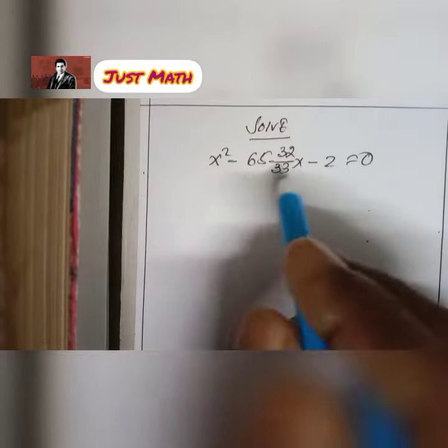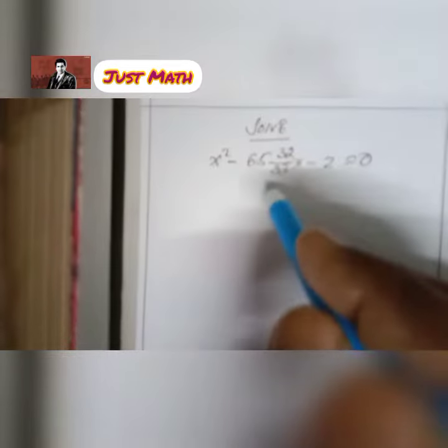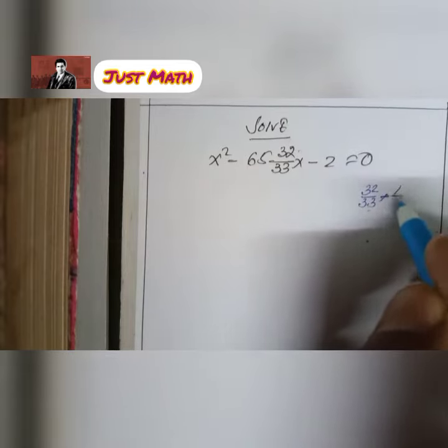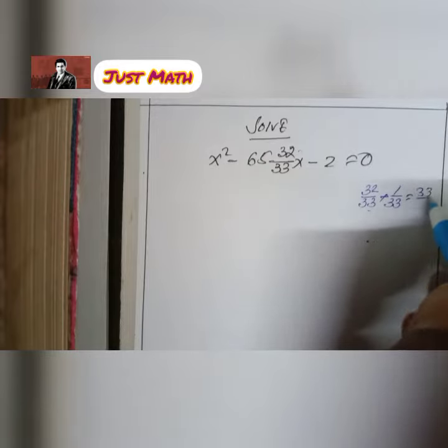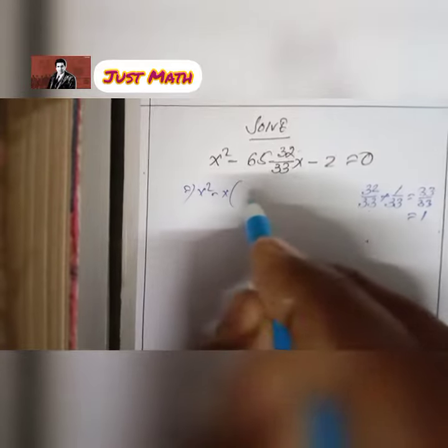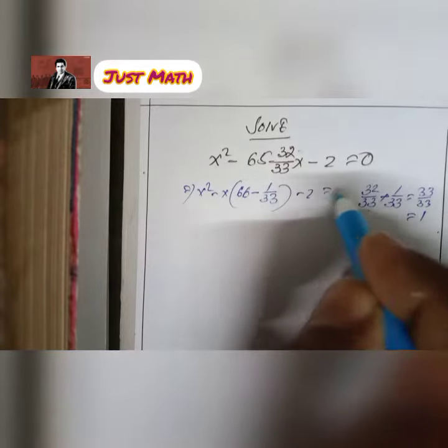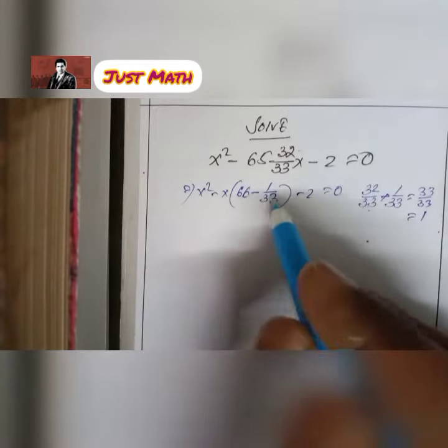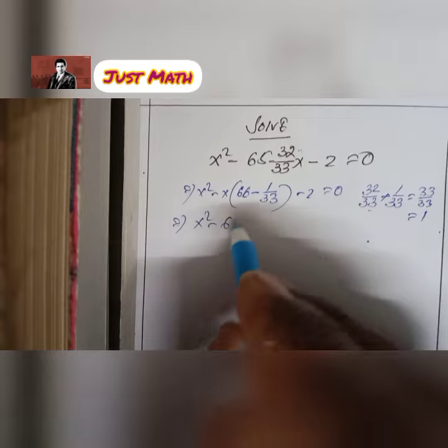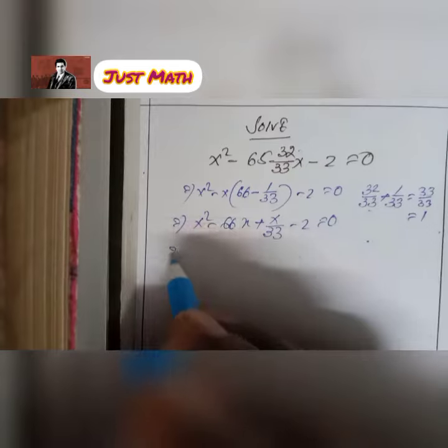Solve x square minus 65 whole 32 by 33 x minus 2 equals to 0. Now, 32 by 33 plus 1 by 33 equals to 33 by 33, which is 1. So I can write x square minus x multiply 66 minus 1 by 33 minus 2 equals to 0. 66 minus 1 by 33 is 65 whole 32 by 33. Now, x square minus 66x plus x by 33 minus 2 equals to 0.